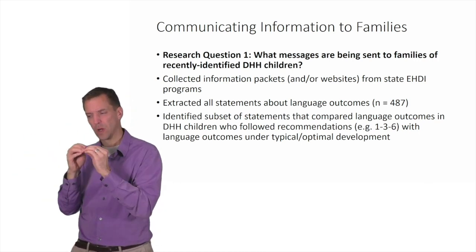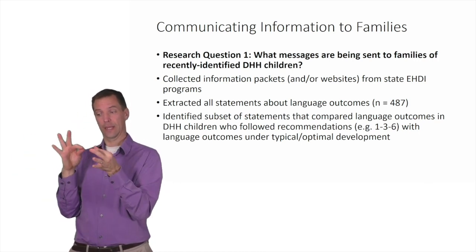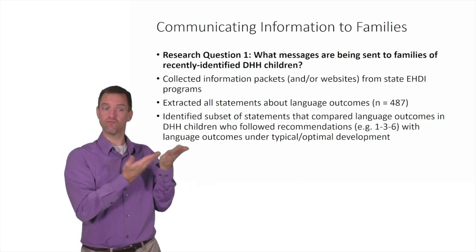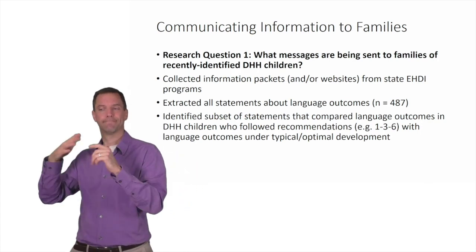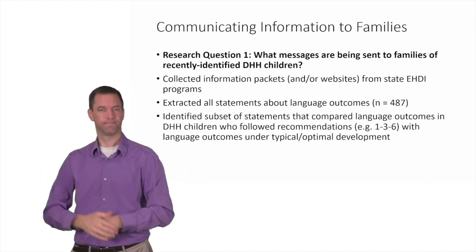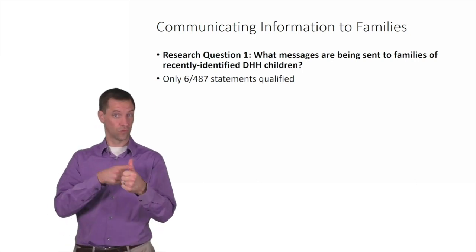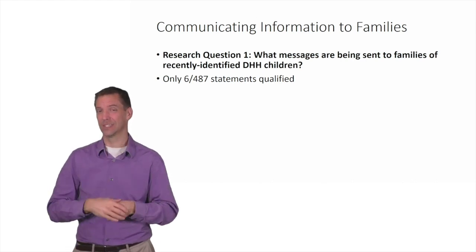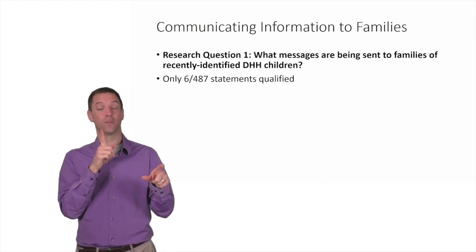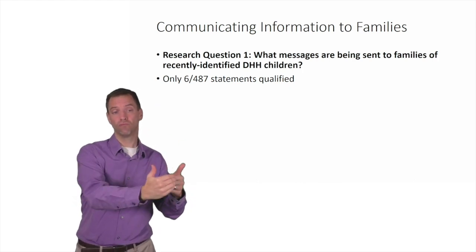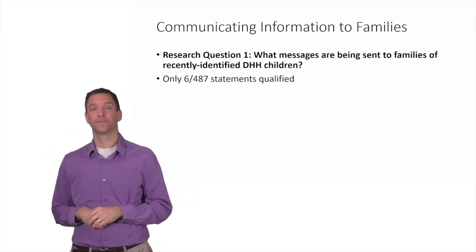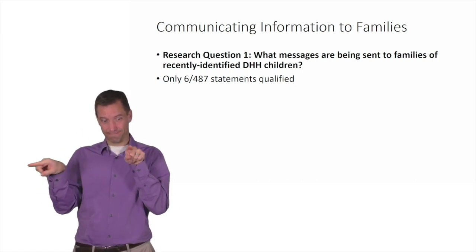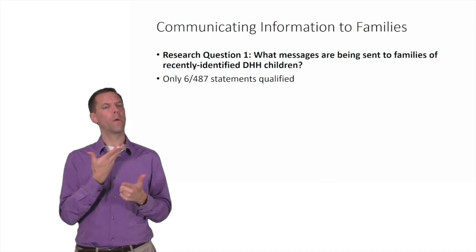And then in the next step, we looked through those 487 statements, looking specifically for statements that compared outcomes in deaf and hard of hearing children who followed recommended procedures, compared with typically developing children. The first result is that only 6 statements met our inclusion criteria. In other words, only 6 statements compared deaf children who followed these recommended steps against typical development. Which means that most of the time, hearing families are simply not receiving information about that comparison.